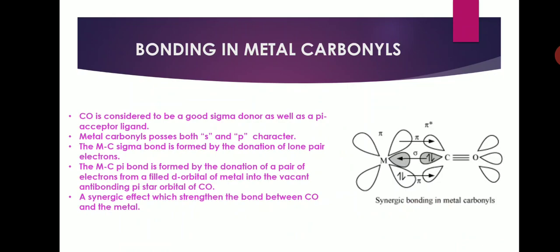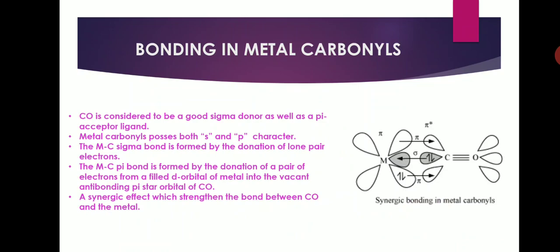Bonding in metal carbonyls. CO is considered to be a good sigma donor as well as a pi acceptor ligand. The metal-carbon bond in metal carbonyls possesses both s and p characters. The metal-carbon sigma bond is formed by the donation of a lone pair of electrons on the carbonyl carbon into a vacant orbital of the metal.